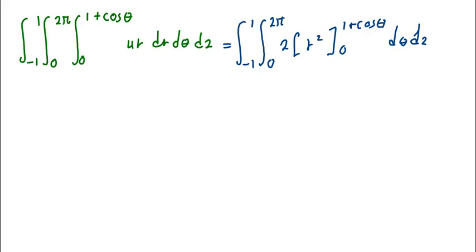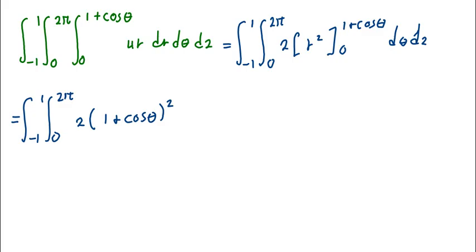If you plug in 0 there, it's going to be 0, but for the upper limit we are going to have something there. So let me just write it on the bottom here. This will be from -1 to 1, then from 0 to 2 pi. I say 2 here, then brackets, 1 plus cos theta squared, then you have your d theta dz.